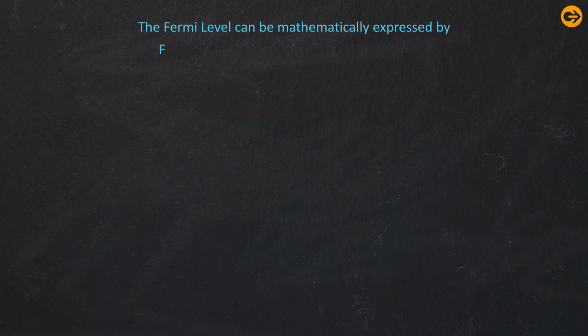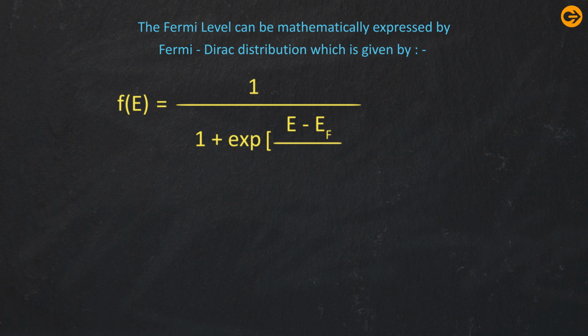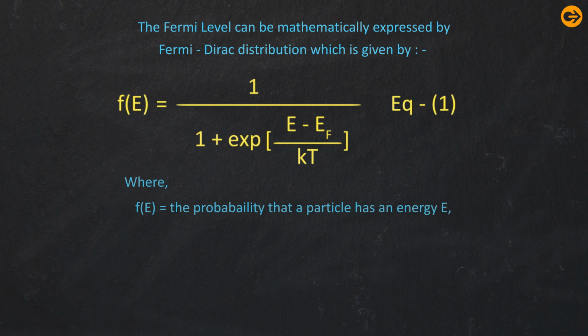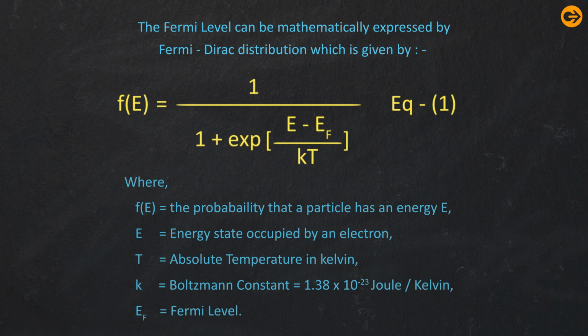The Fermi level can be mathematically expressed by the Fermi-Dirac distribution, which is given by Fe is equal to 1 by 1 plus exponential of E minus Ef by kT, where Fe is equal to the probability that a particle has an energy E, which is the energy state occupied by an electron, T is equal to absolute temperature in Kelvin, K is equal to Boltzmann constant, which is also equal to 1.38 into 10 to the power minus 23 joule per Kelvin, and Ef is equal to Fermi level.